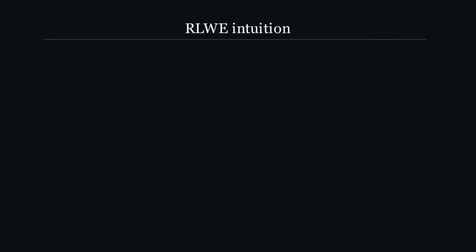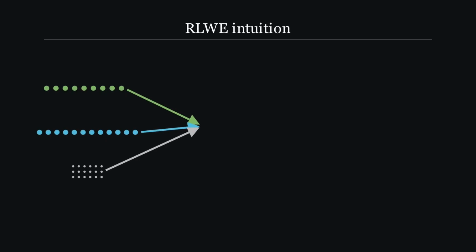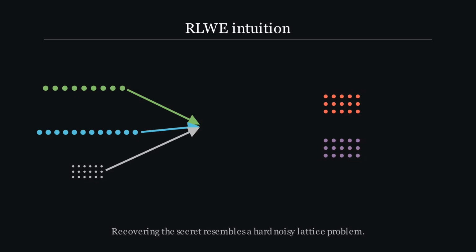The RLWE picture combines three ingredients. The green row is a secret polynomial with small coefficients. The blue row supplies randomized public information, and the gray dots represent a small error term. All three enter the mixer, which produces two apparently noisy ciphertext polynomials.